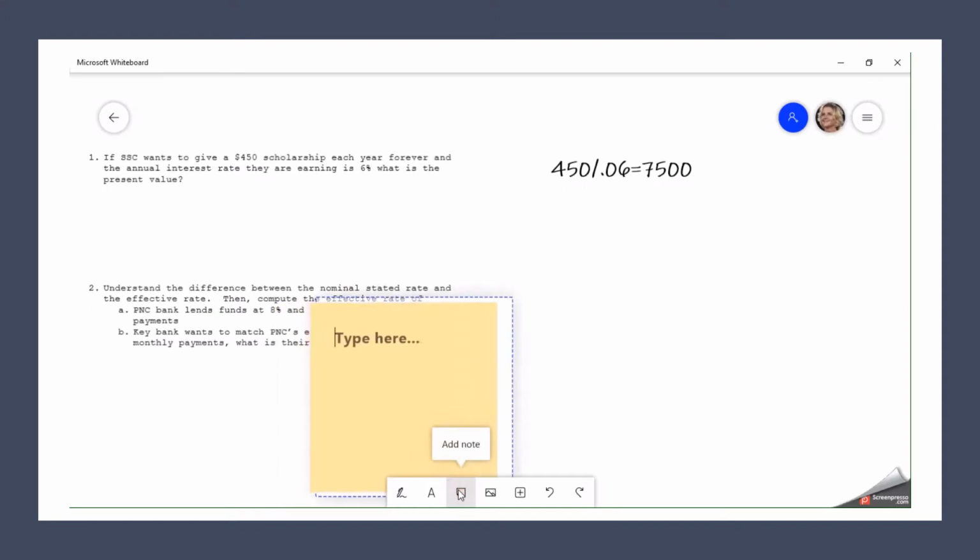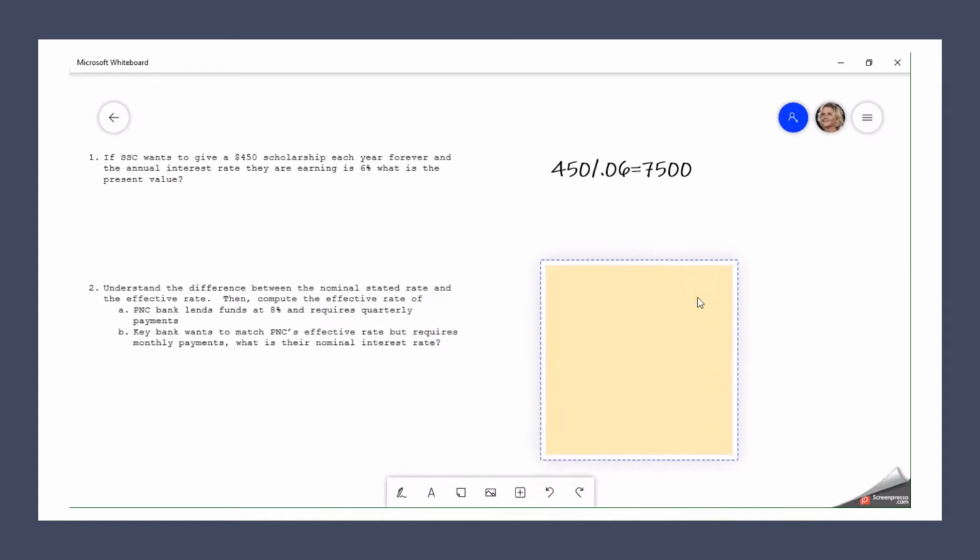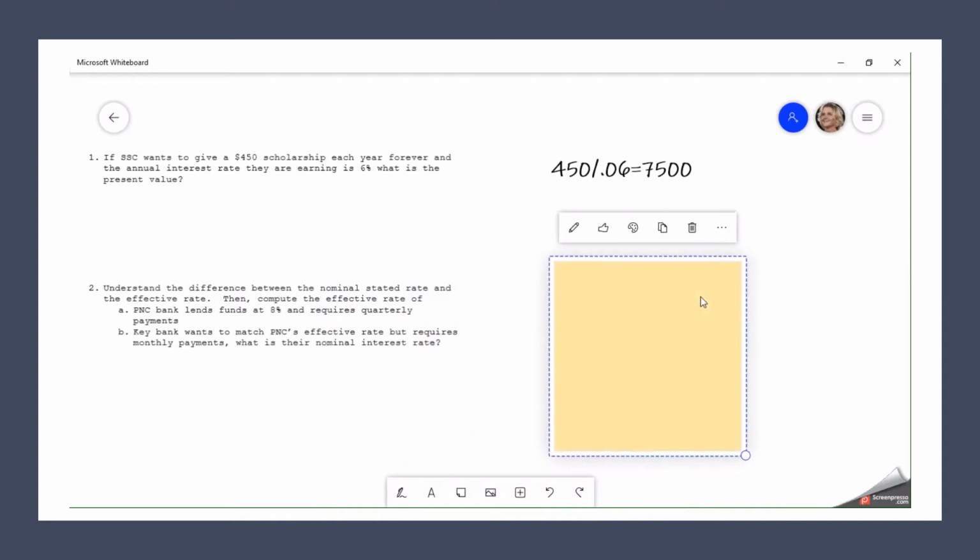Then down here we have: understand the difference between the nominal stated rate and the effective rate, and then compute the effective rate of the following. PNC Bank lends funds at 8% with quarterly payments. Key Bank wants to match PNC's effective rate but requires monthly payments. So then what is their nominal interest rate?